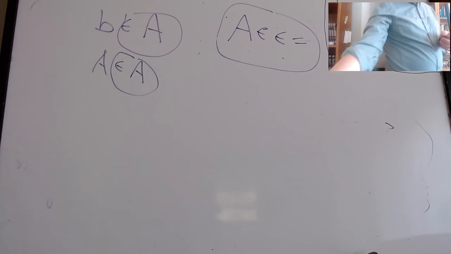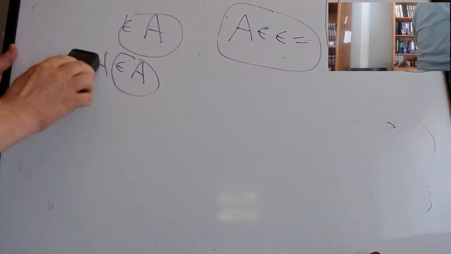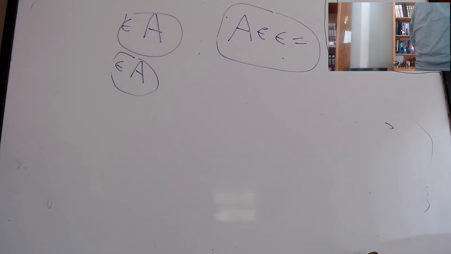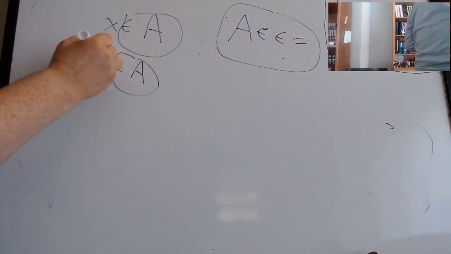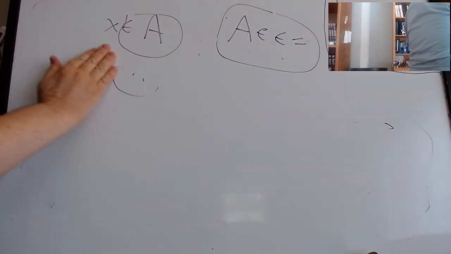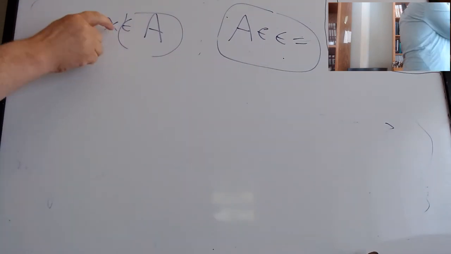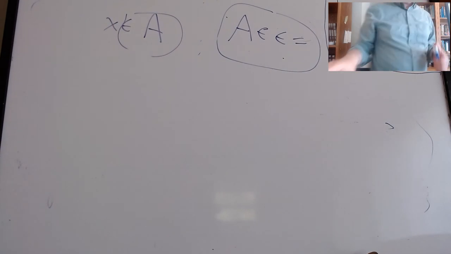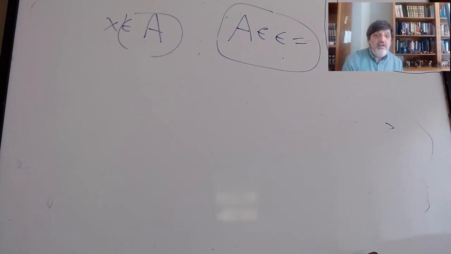Or, in other words, for the propositional function, you're not allowed to plug just anything in as the value of x. In particular, if you're allowed to plug in something that's a member of A as the value of x, then you're never allowed to plug in A as a value of x.